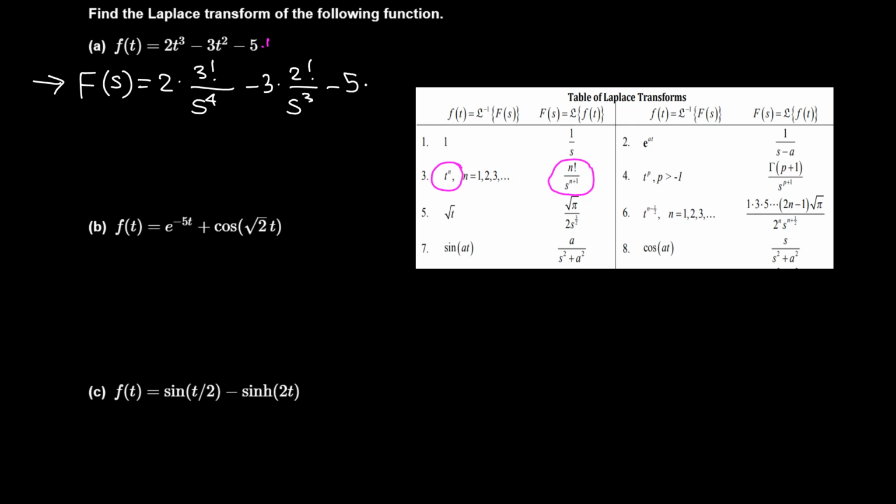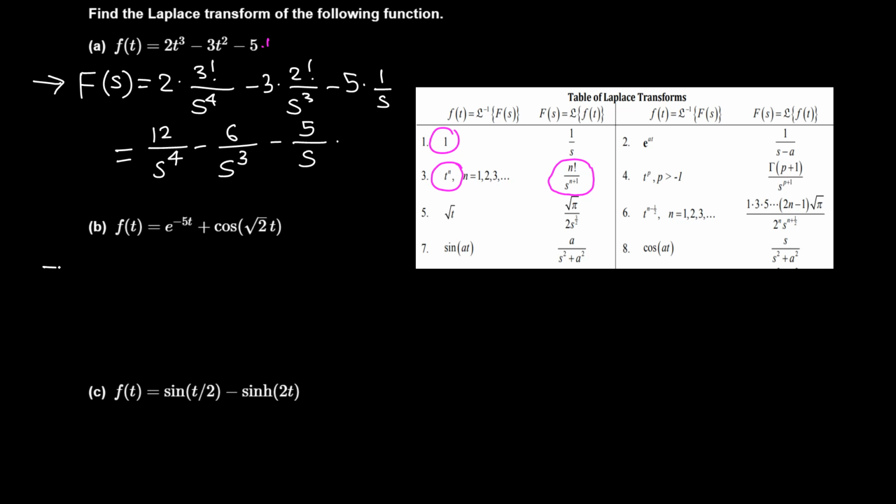Okay, 5 times 1, and for 1, the Laplace transform of 1 is 1 over s. So for 5, it's 5 over s. Let me simplify this. 3 factorial is 6 times 2, 12 over s to the 4th, minus 2 factorial is just 2, 2 times 3, 6 over s cubed, minus 5 over s.